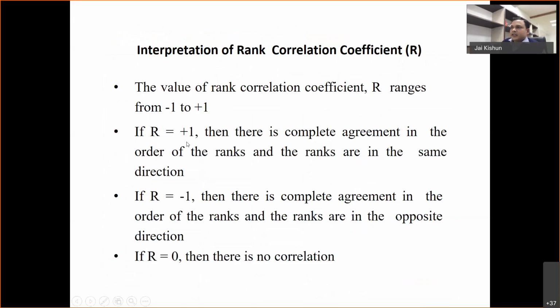Basically, the value of the rank correlation coefficient also varies from -1 to +1. If R is +1, there is a complete agreement in the order of rank, and the ranks are in the same direction. If R is negative, there is complete disagreement in the order of the ranks, and the ranks are in the opposite direction. If R is 0, there is no correlation.